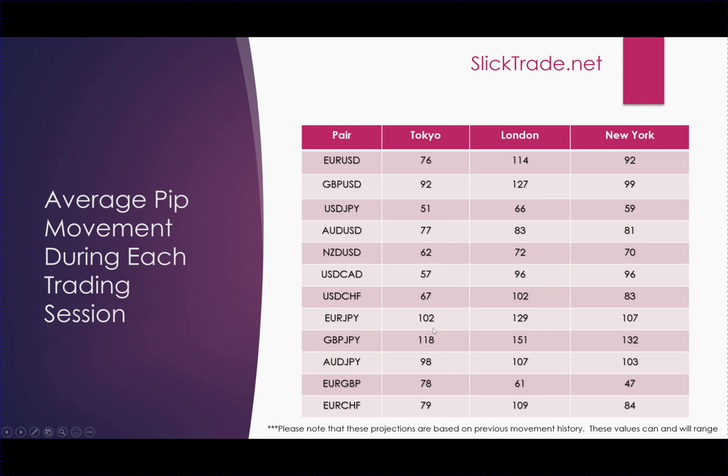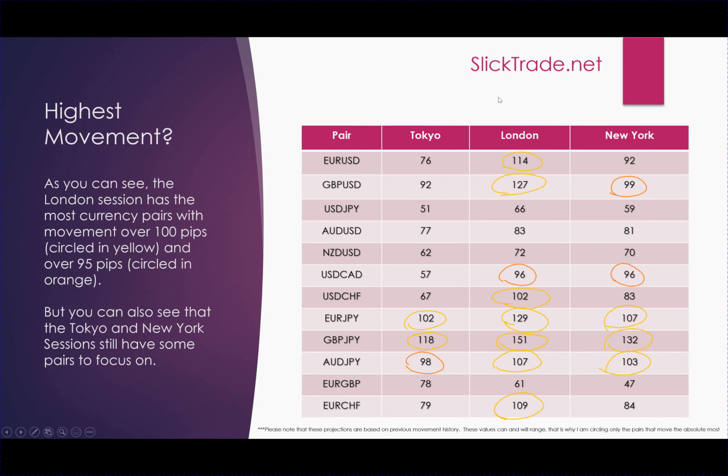Okay, now if you just take a brief look at this, there are quite a few really opportune times for each currency pair. Okay, so let's look at that. As far as your highest movement, we see that the London session has the most currency pairs with movement over 100 pips. Okay, that is each of these circled in yellow. And movement over 95 pips are circled in orange. Okay. You can also see that Tokyo and New York sessions still have some pairs to focus on. Okay, London just has the highest range.